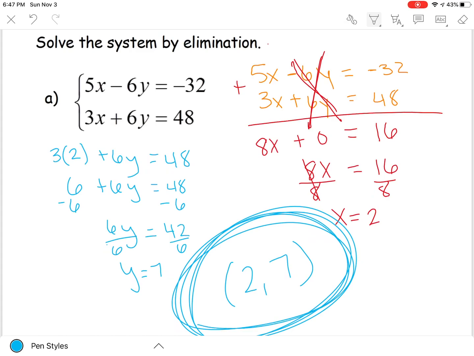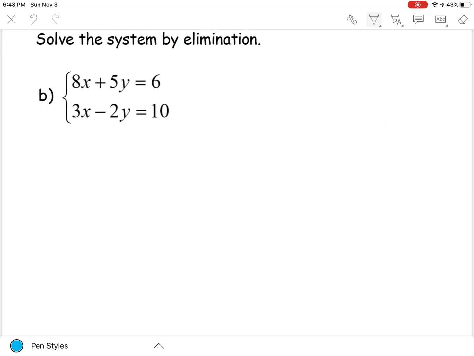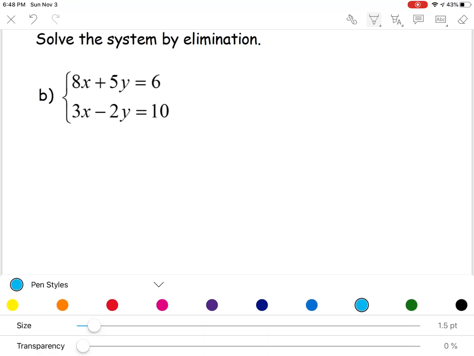So this is our elimination. We lined up all of our terms. We made sure we had something that would eliminate. We added them together, and that's when it did eliminate. And then since there's only that one variable left over, that is how we are able to solve these equations. Let's look at a couple more examples. 8x plus 5y equals 6, and 3x plus 2y equals 10. Notice that they're lined up, but we don't have a pair of opposites.